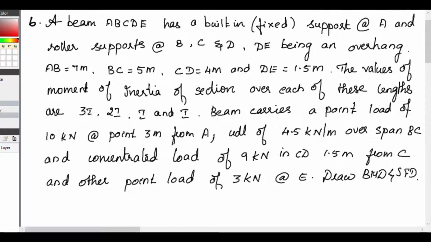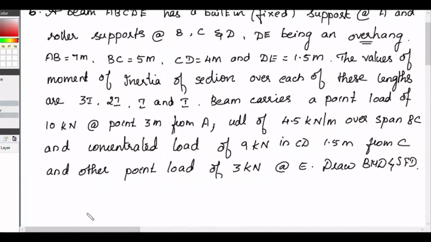So here the problem is a beam A, B, C, D, E. So that we have AB, BC, CD and DE. This is a 4-span beam. And it has a built-in support at A. That means it has a fixed support at A and roller supports at B, C and D, and DE being an overhang. So we will draw the continuous beam first.